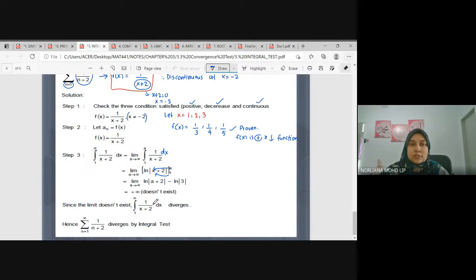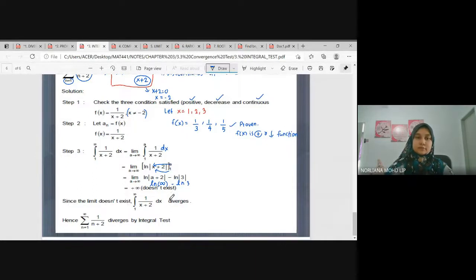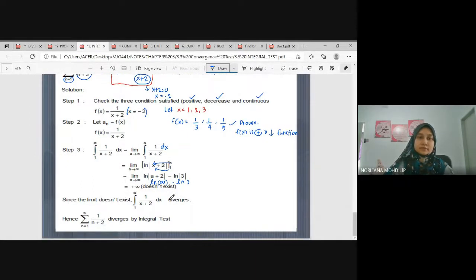Okay, then a, we substitute a approach infinity into this ln a plus 2. So ln infinity lah kat sini kan, ln infinity. Okay, minus ln 3. Okay, so ln infinity is infinity. So this limit is diverge.